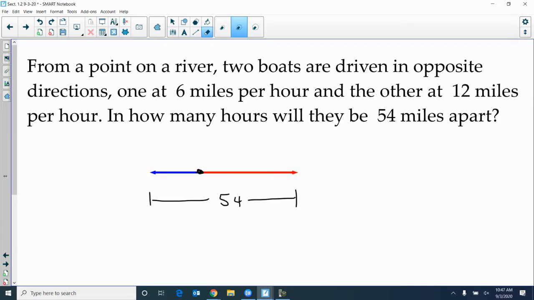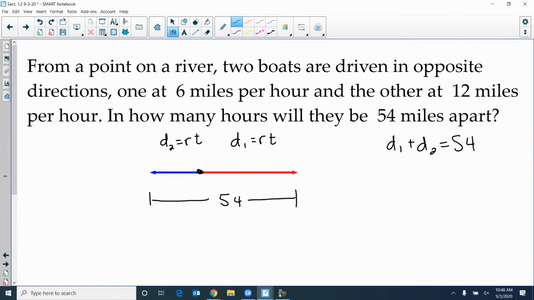Distance. Are the distances going to be the same? No. Are the times the same? Are they traveling the same amount of time? Yeah, they leave at the same time. And how many hours are they 54 miles apart? So a lot of times what I'll do is I'll say d sub 1 has to equal rate times time. In the second distance, this is a different distance, call it d2. And what do those two distances have to add up to? 54.